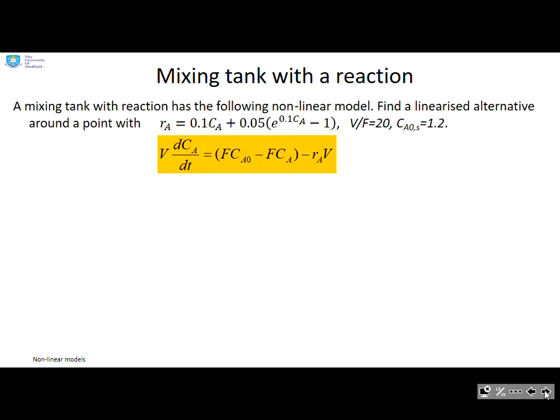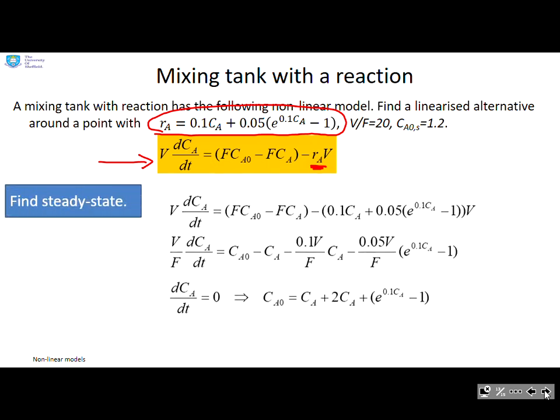Another example then, mixing tank with a reaction. So here you can see we've got a mixing tank equation, and the difference from maybe a simple equation is this Ra term, which you'll notice is nonlinear. So how do we go about rewriting this as a linear model?